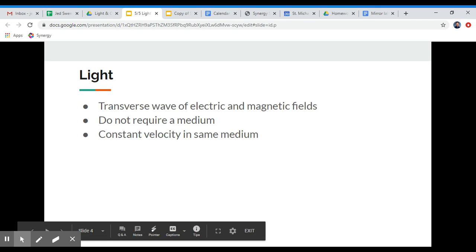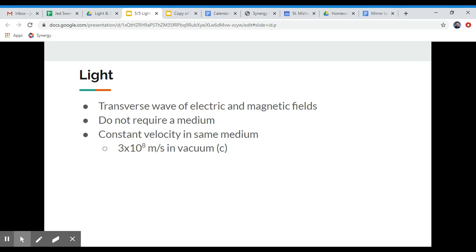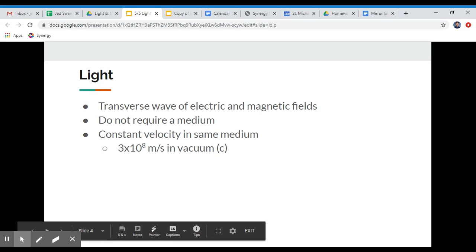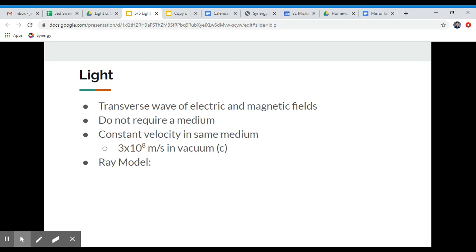Light doesn't require a medium. We know this because it can travel through the vacuum of space. Light travels from the sun to get to our planet Earth. So we are going to treat the speed of light as 3 times 10 to the 8th meters per second in a vacuum.